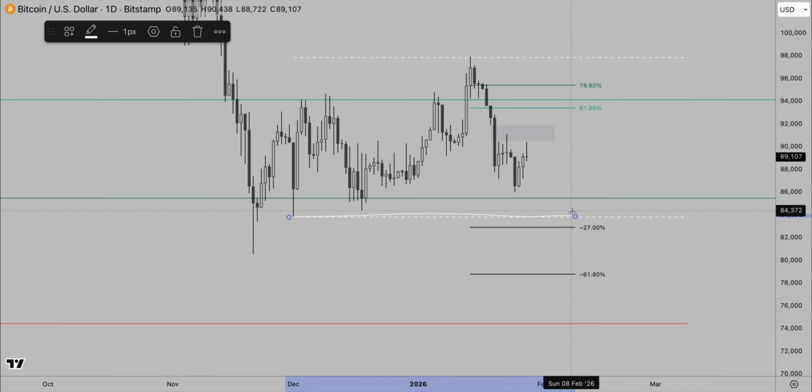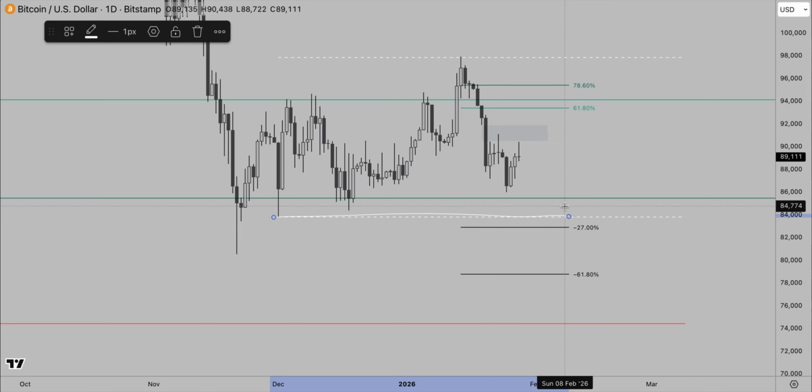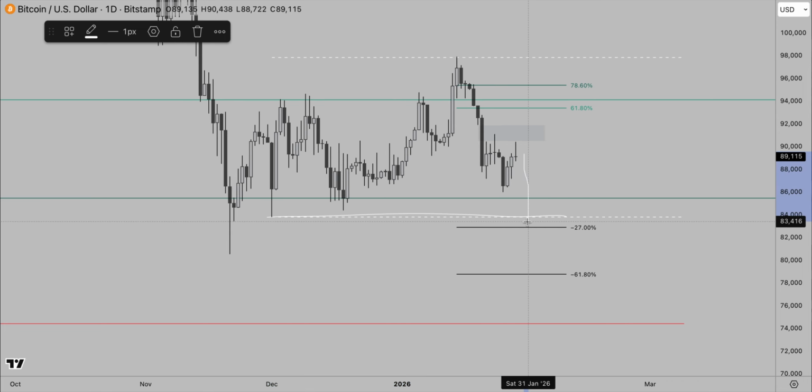There should be no panic, because I've told you guys, we want to be greedy when people are fearful. And we know already when price begins to move down from here, there's going to be extreme fear in the market. And this is where you should be looking for your buy orders. This is where you should be looking at your alt spot buys.